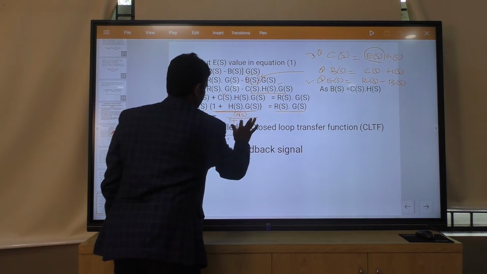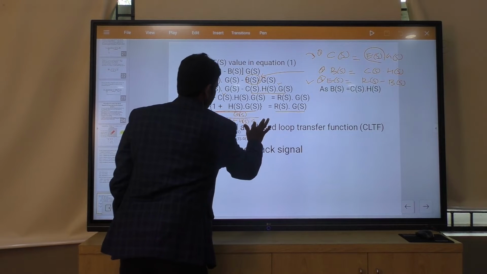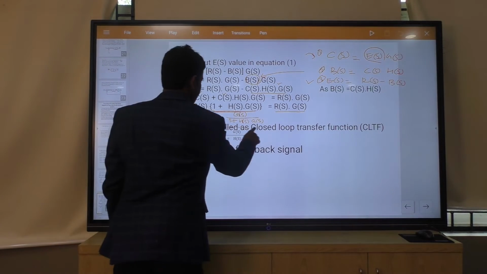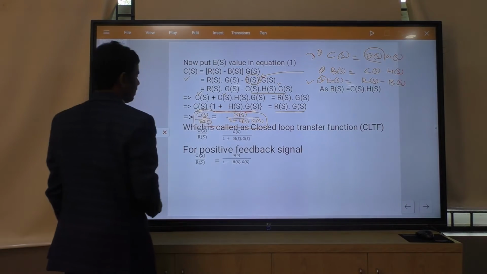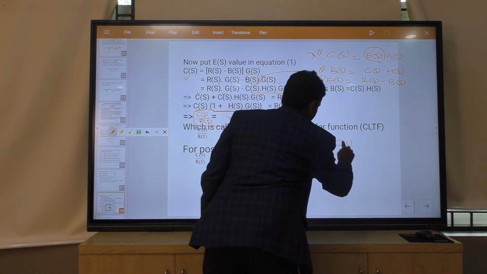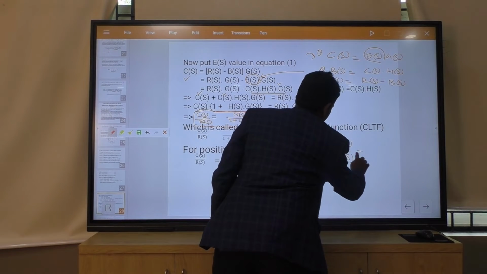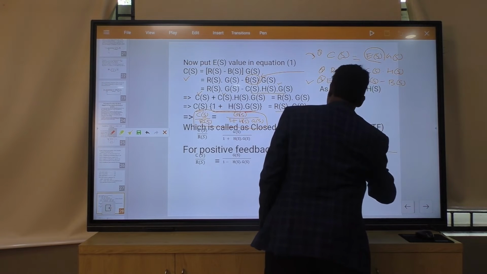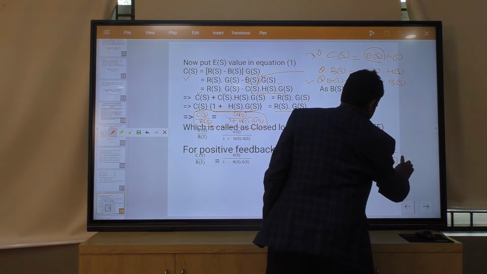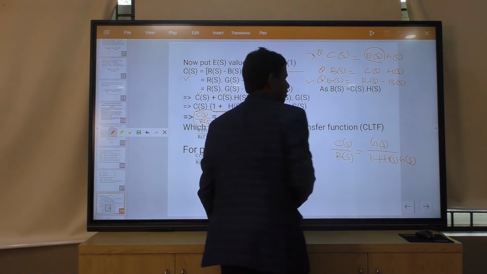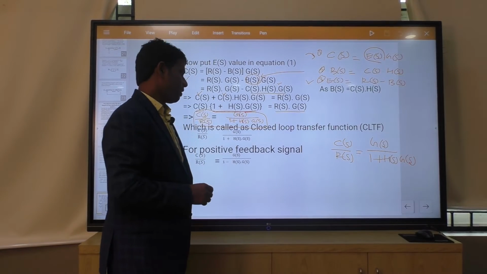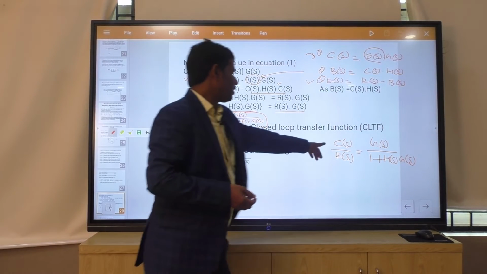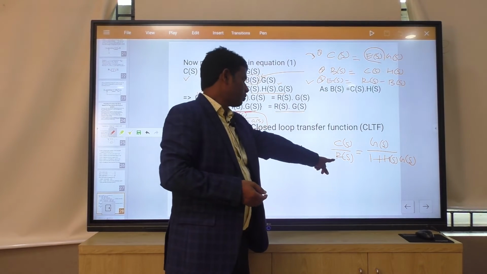1 plus HS into GS. Okay. And this part is called, as you see, CS by RS, the ratio, output by input signal, is equal to GS by 1 plus HS into GS. Here CS is the output signal and RS is the input signal. Output by input is called the transfer function, that is, total block diagram output signal by total block diagram input signal.